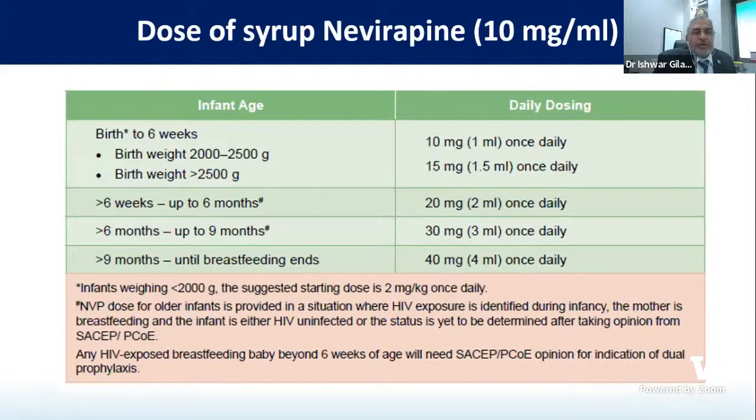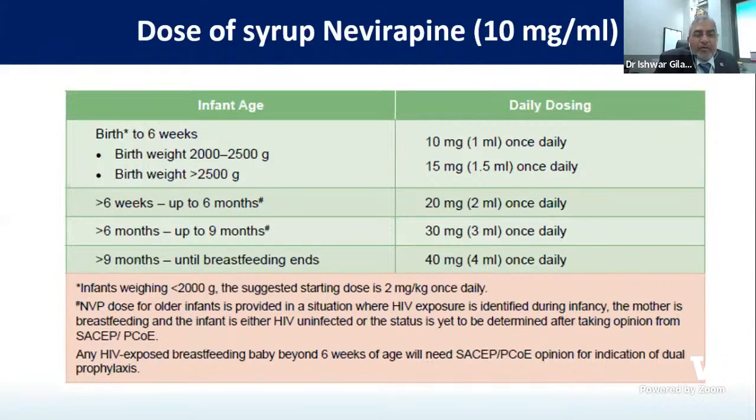So the dose of syrup nevirapine is calculated as 10 milligram per ml. From birth to 6 weeks, if the birth weight is between 2 to 2.5 kg, it will be 10 milligram, 1 ml once daily. And once it exceeds 2.5 kg, it is 15 milligram or 1.5 ml once daily. After 6 weeks, up to 6 months, it will be 20 milligram, which is 2 ml once daily. After 6 months to 9 months, it will be 30 milligram, 3 ml daily. And after 9 months, until breastfeeding ends, 40 milligram, 4 ml once daily.